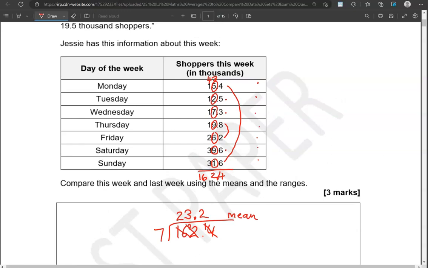Let's look at the range. Which one is the highest number? That is 39.6 thousand. And the smallest of them all is 12.5 thousand. So 39.6 take away 12.5. 6 take away 5 gives us 1. 9 take away 2 gives us 7. 3 take away 1 gives us 2. So 27.1.